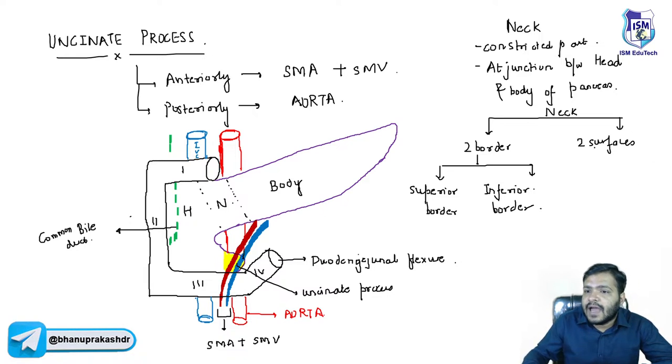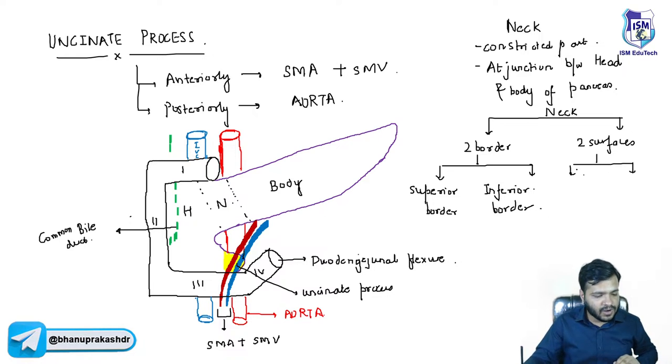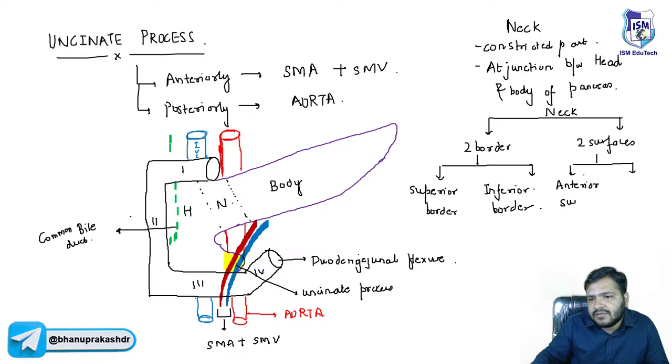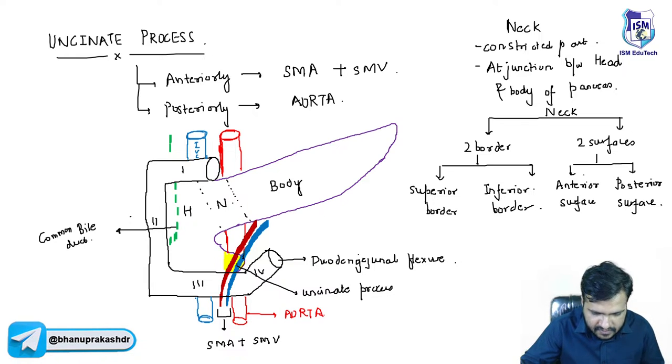And we have the two surfaces. Yes Dimple, very good. Kriti, Srivardhan, very good. What are the two surfaces beta? Can anyone tell me? It is the anterior surface and posterior surface, right?